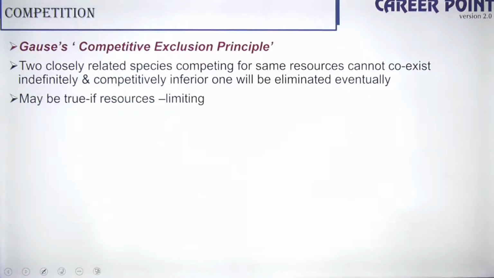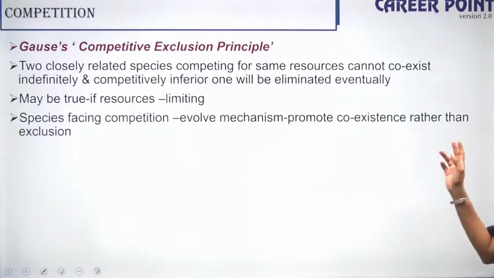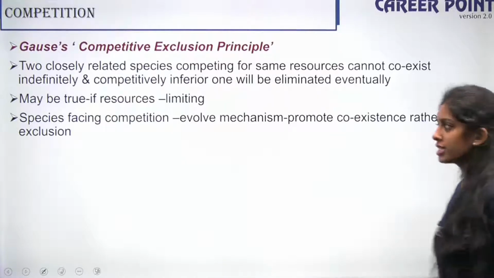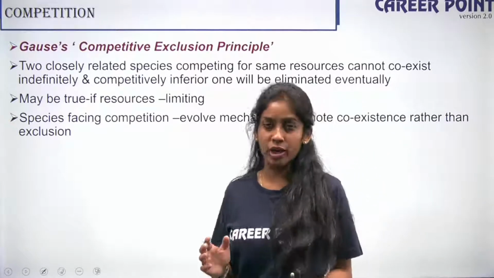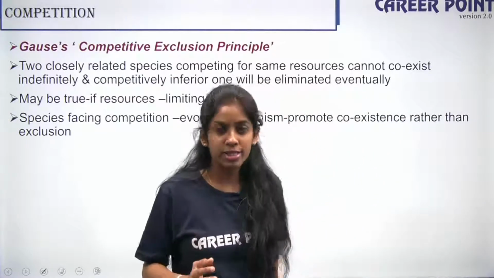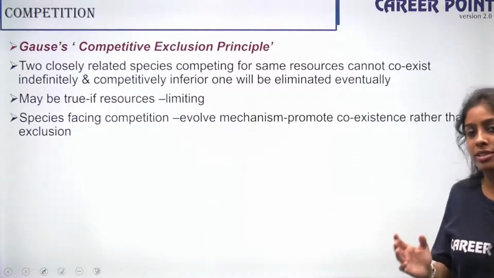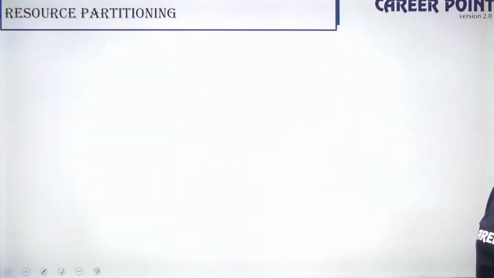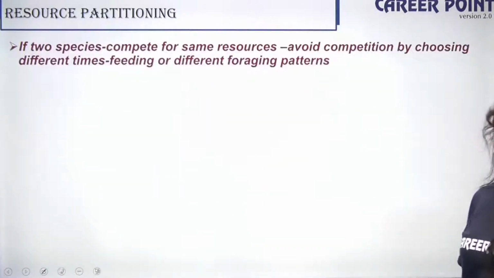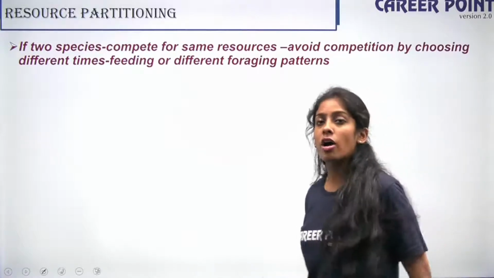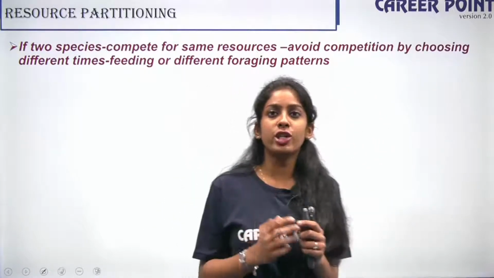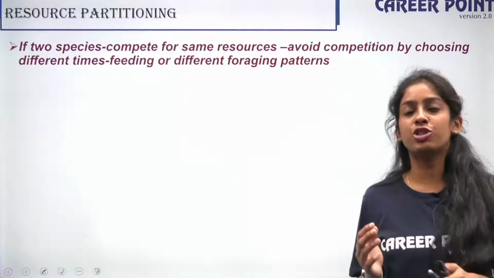This may be true if the resources are limiting, but otherwise it may not be true. So species are facing competition, and that is what we are concluding. If species are competing for the same resource, they have also come up with mechanisms to show their fittest survival. That is called resource partitioning. If two species are competing for the same resource, they avoid competition by choosing different time periods of feeding or different foraging conditions. Foraging means different conditions for searching for mates, shelter, etc.